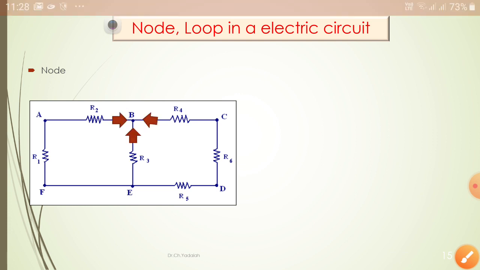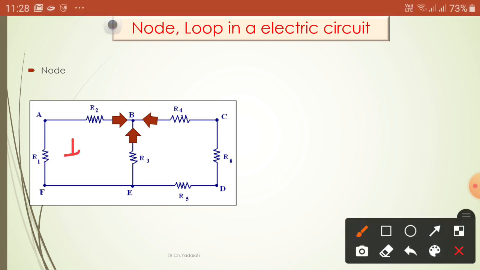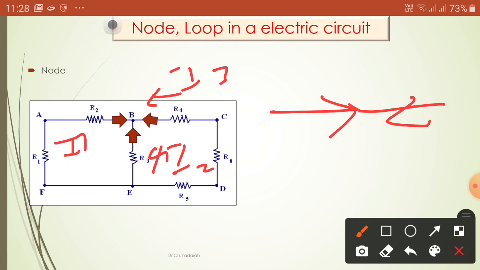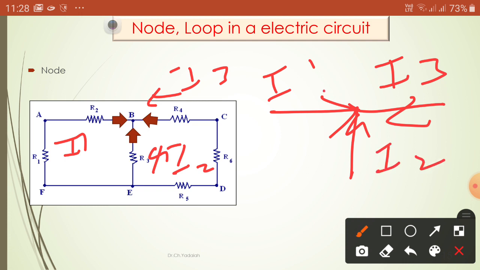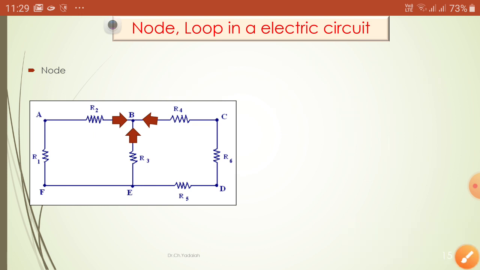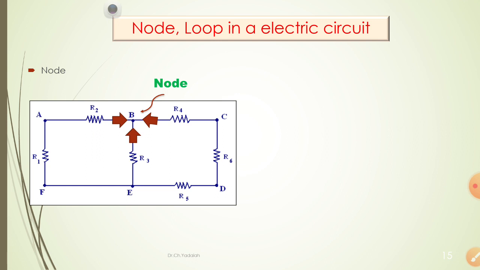Okay, now you can see from A to B some charge particles are coming. For example, this current is I1, this current is I2, and this current is I3. I1 is coming, I3 is coming, and at the same time I2 is also coming. That means I1 plus I2 plus I3 is equal to 0, taking direction into account. That is, the sum of the currents entering the node is equal to 0. That is Kirchhoff's current law. Later we will learn that. For now, you have to identify where the node and the junction point are. That is enough.